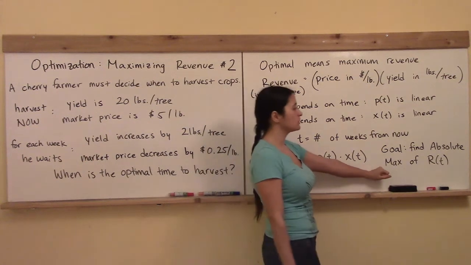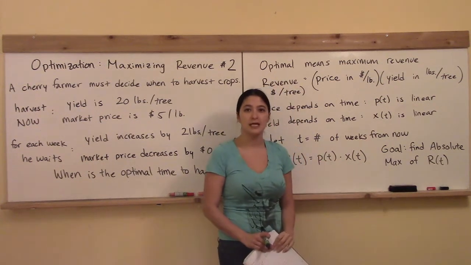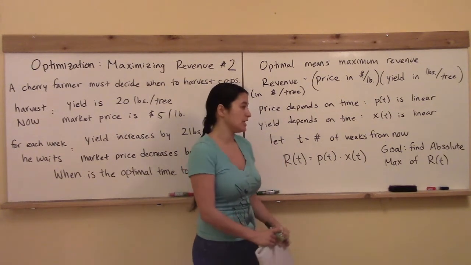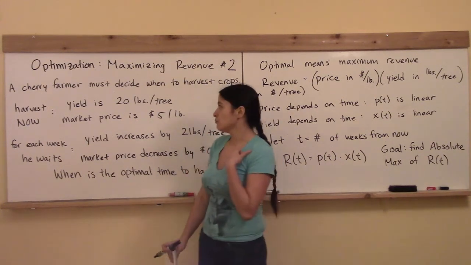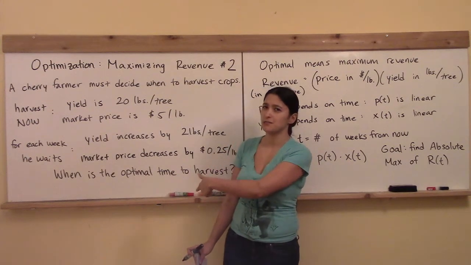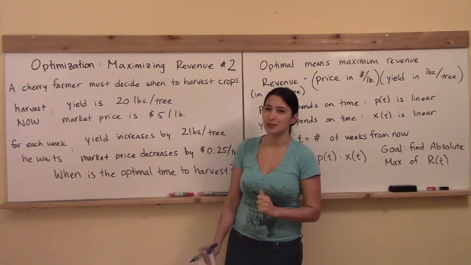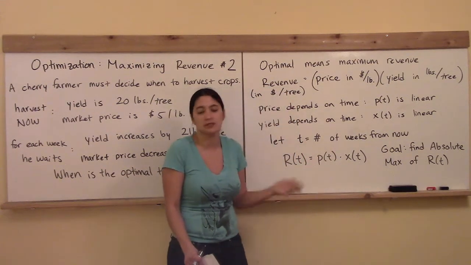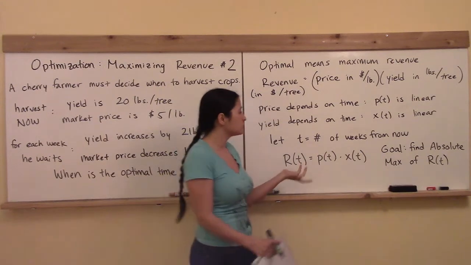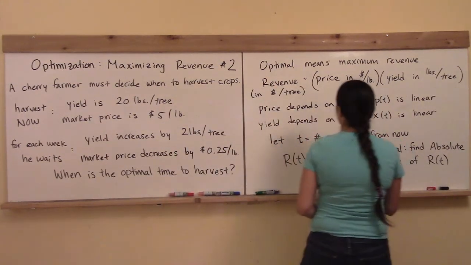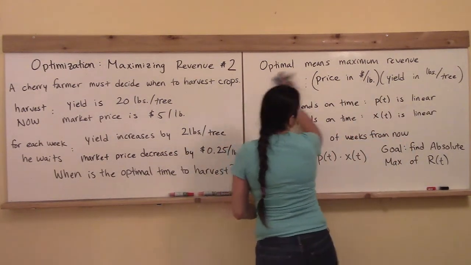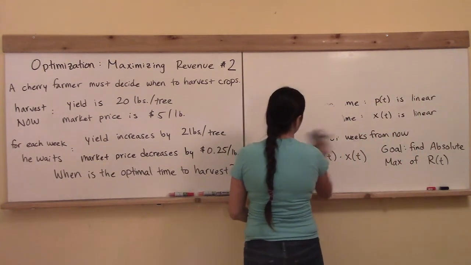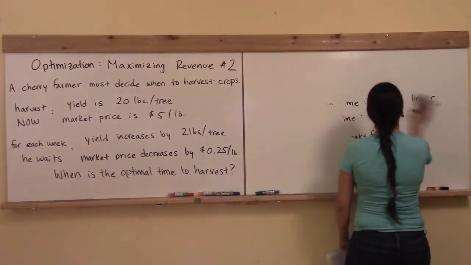And so my goal is going to be to find the absolute max of R of t as a function of t. If the answer is to harvest now, then I should get t equals 0 as the answer. Hopefully the answer isn't to have harvested earlier, because it's too late for that, right? So I'm expecting t to be, as an answer, greater than or equal to 0. Okay, so let's get started with the formation of R of t. You can see that I'm going to have to form my price function and my yield function, and those are both linear functions.